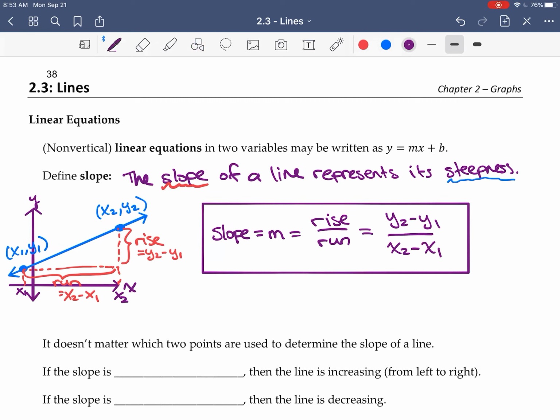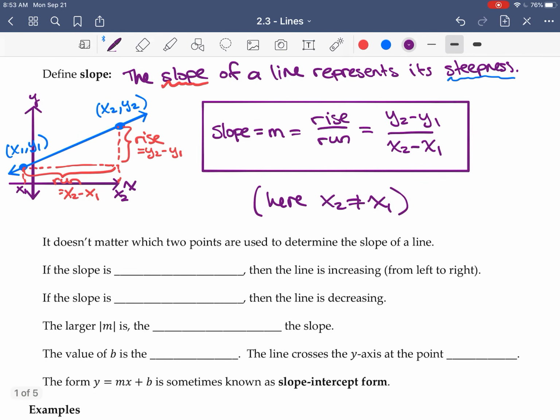So rise over run. Because these are non-vertical, you don't have x2 and x1 being the same thing. You wouldn't have two y values for the same x value because it's not vertical. Obviously we don't want to divide by 0, so that is where the vertical lines come in. It doesn't matter which 2 points you use. They all have the same ratio, so you can pick any 2 points that you want.